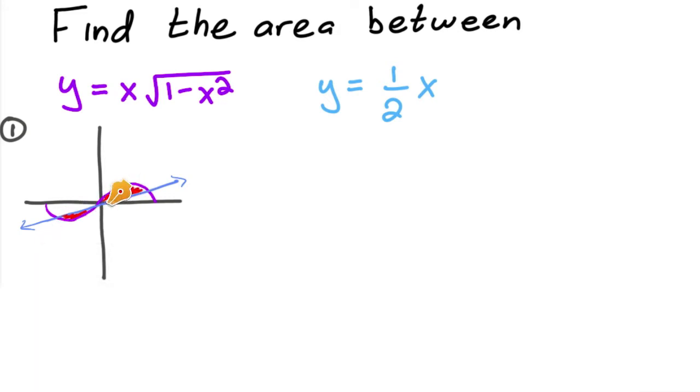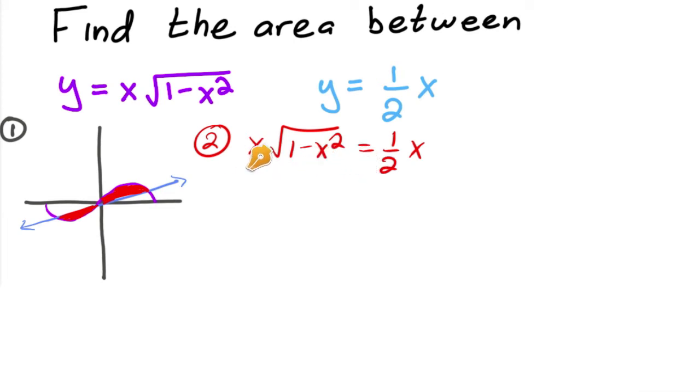Okay, so I've got here my two functions, and I'm trying to find the area between them. Now my picture is not very good, but these two areas are supposed to be the same right here. So this is actually also symmetric, just like the one we just did. So we need to find our intersection point. So we set x square root of 1 minus x squared equal to 1/2 x.